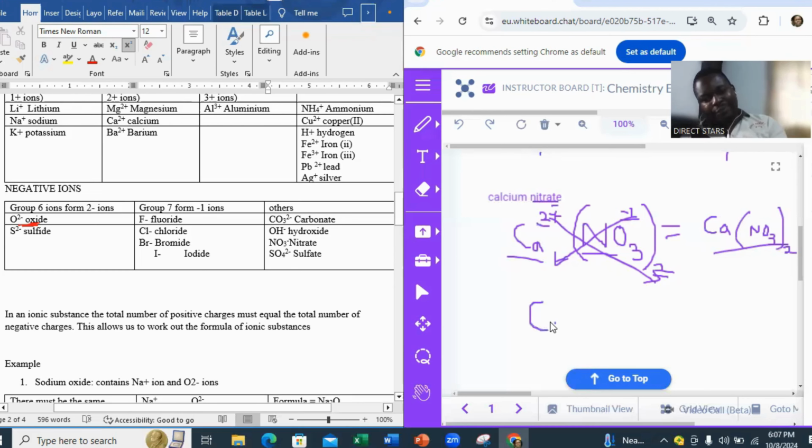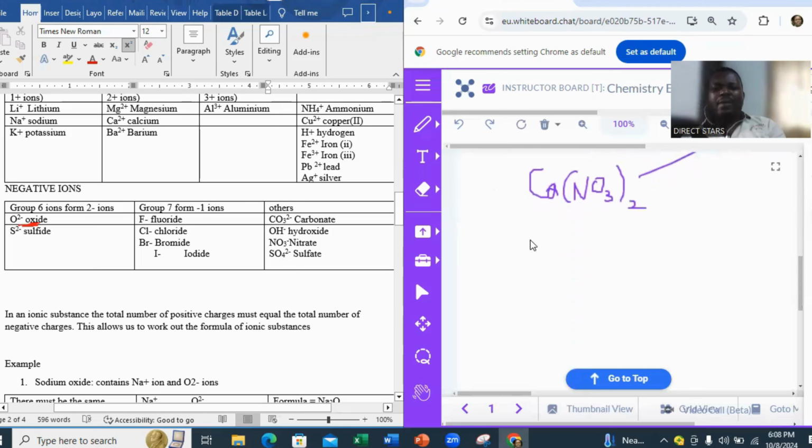So calcium will have subscript 1. There's no need writing 1. And the nitrate, NO3, will take the 2 from calcium, and that becomes this. You can see either way you get the same answer. This is how you write the formula of a compound. Let's take one final example, which is calcium chloride.